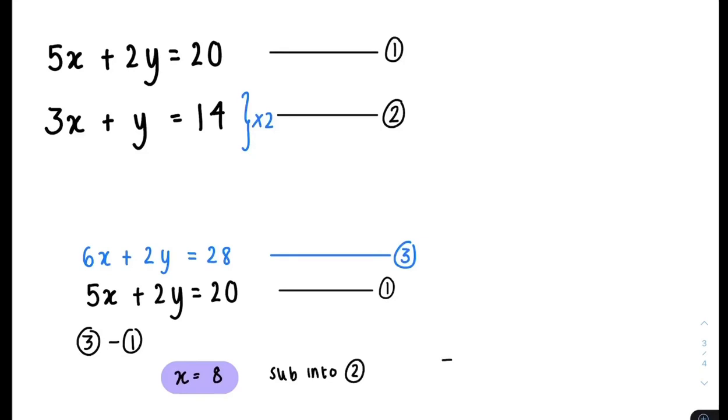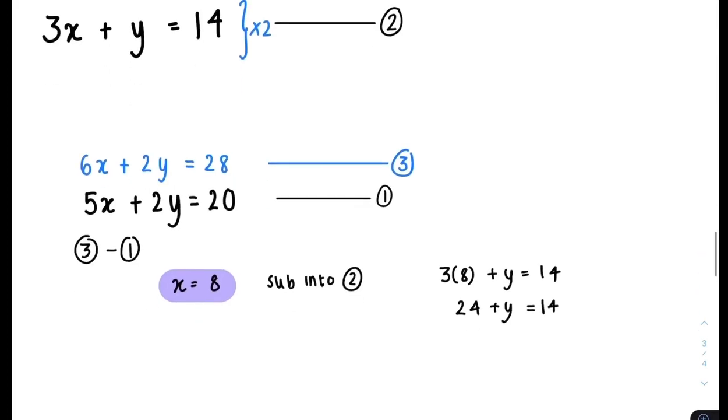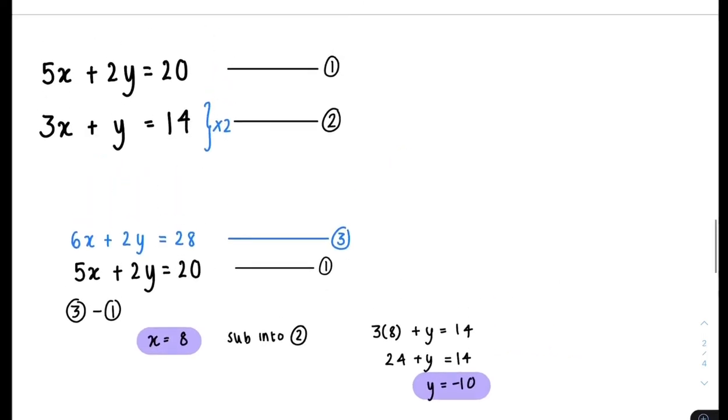And I'll get 3 multiplied by 8. Again, replacing the x with what we solved for here. Plus y equals 14. So 24 plus y equals 14. Move that plus 24 to the other side. It becomes a minus 24. 14 minus 24 is minus 10. And these are your two solutions. And again, you can just check by subbing this into any one of these equations and you should get what they're equal to.